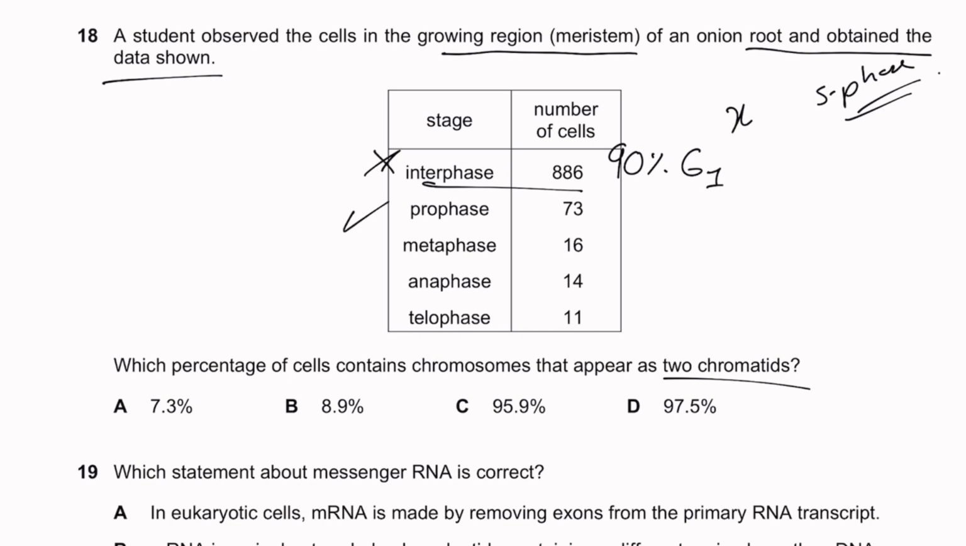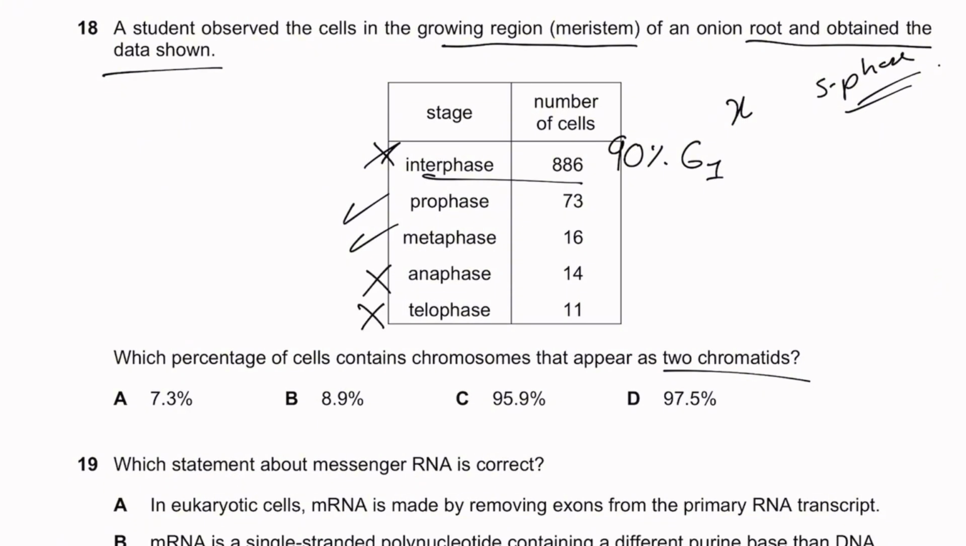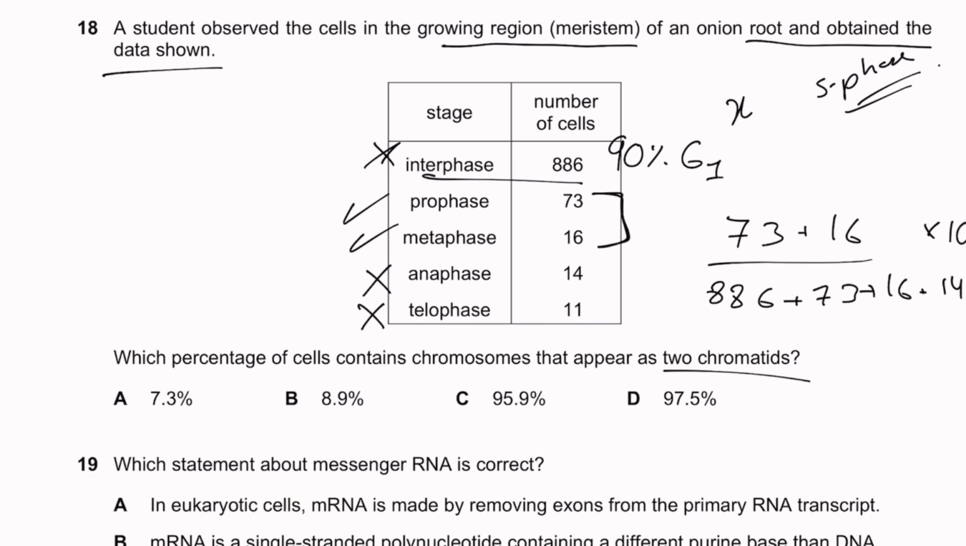We count the cells in prophase because it's going to happen after the interphase, and also in metaphase. However, we don't count anaphase or telophase, because right in anaphase the chromatids are going to split, so they're no longer together. So we only count like this: 73 plus 16 divided by 886 plus 73 plus 16 plus 14 plus 11, times 100. So basically we divide this number of cells by the total number of cells, which is actually 8.9%.